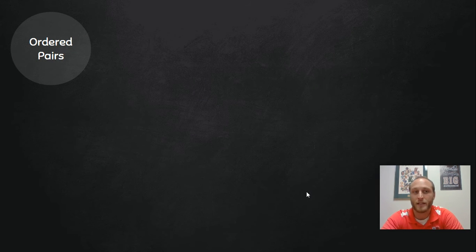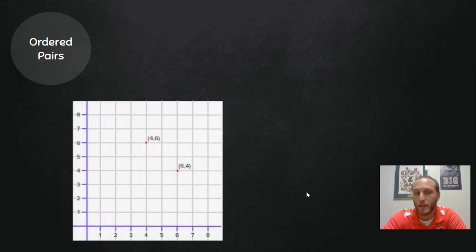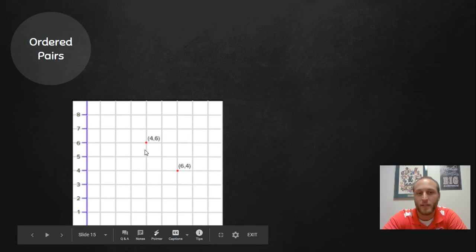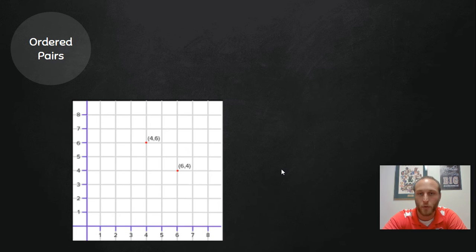The next skill is going to be ordered pairs. We used ordered pairs when we were graphing points. So I see that there's a couple dots here. My ordered pairs are 4, 6, and my second ordered pair is 6, 4.